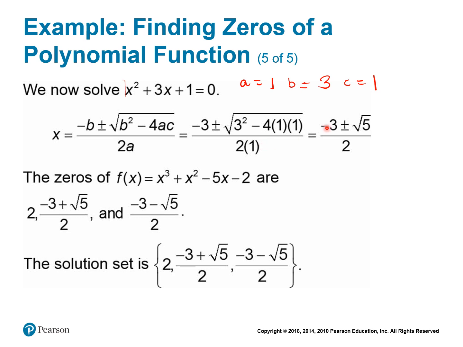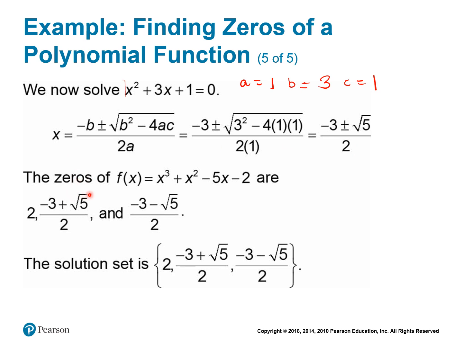All right, so we have minus 3, then plus minus the square root of 3 squared, which is 9, minus 4 times 1, which is 4. 9 minus 4 is 5. So we have 5 under the radical sign, divided by 2 times 1, 2.